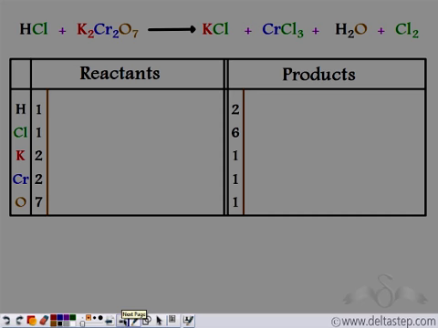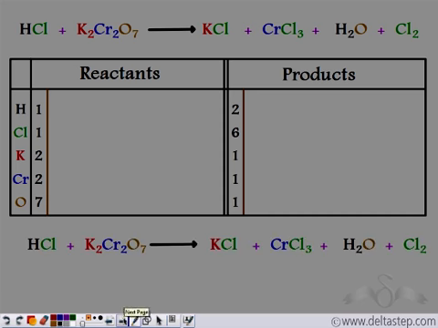Now let's write the equation again. So this is the equation. So we start with hydrogen. On the reactant side we have 1 atom. On the product side we have 2 atoms. So now how do we balance this? We can balance this by taking 2 molecules of HCl.